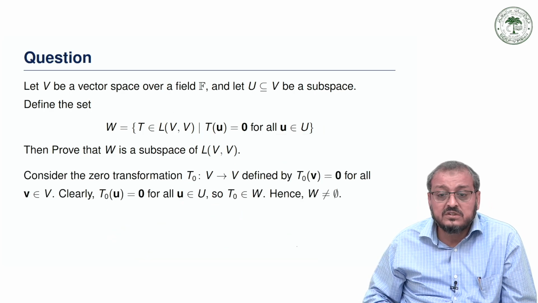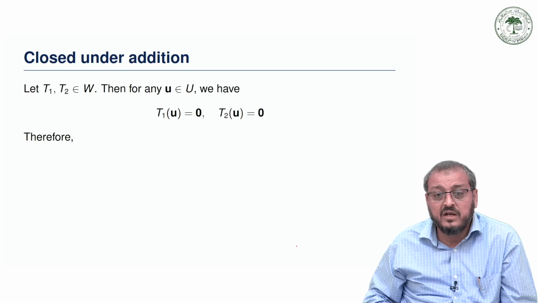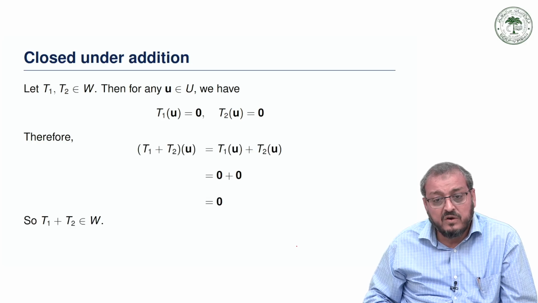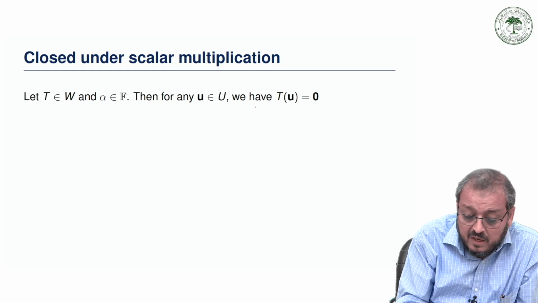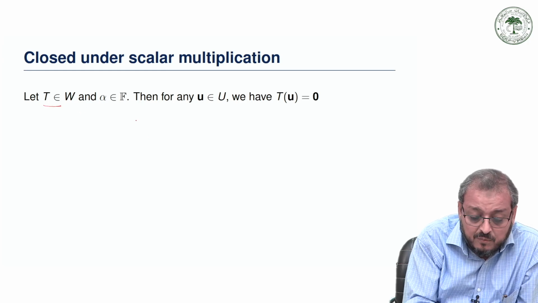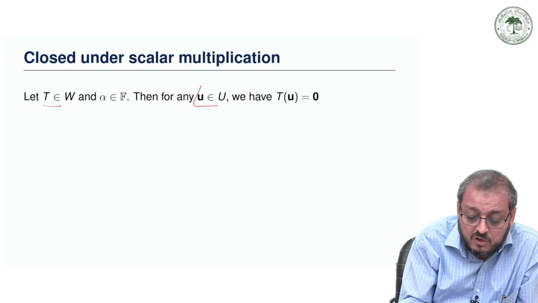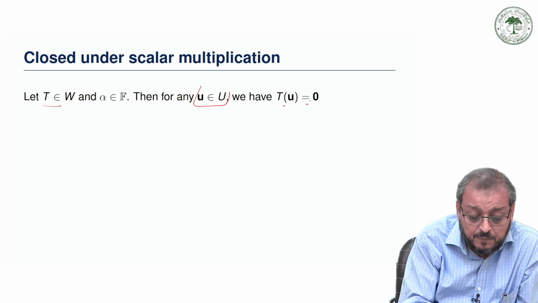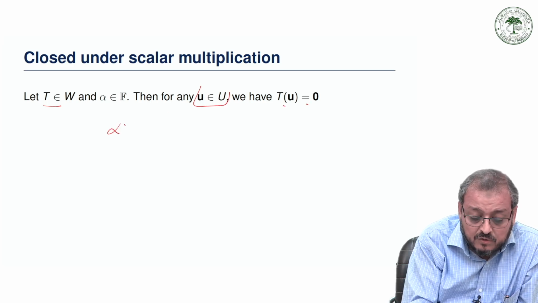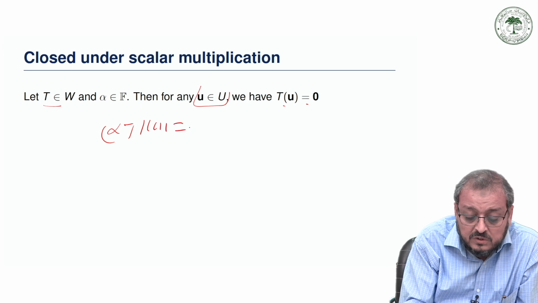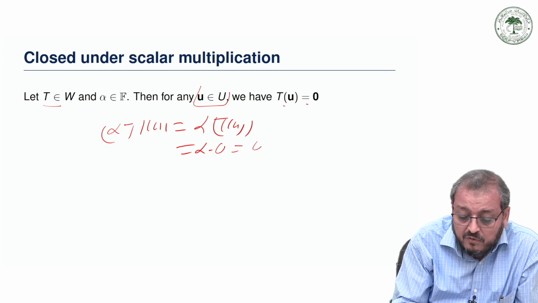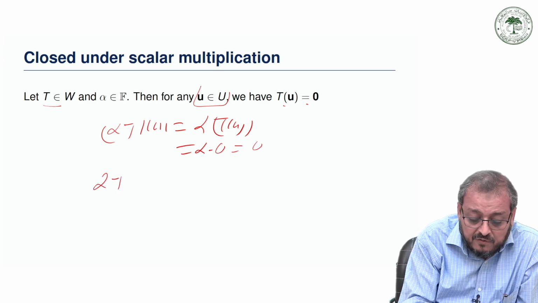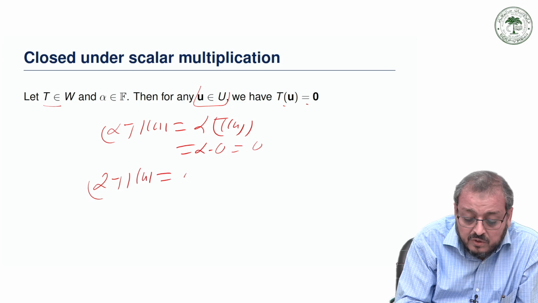Okay, so now we have to just take these two conditions. For any u, we have to take 0. Now we take any scalar. So we have this T is an element of W. So for any u belonging to U, T of u is equal to 0. So we just take alpha times T of u. This can be written by the definition, alpha times T of u is equal to 0. So we show that alpha times T of u is equal to 0.